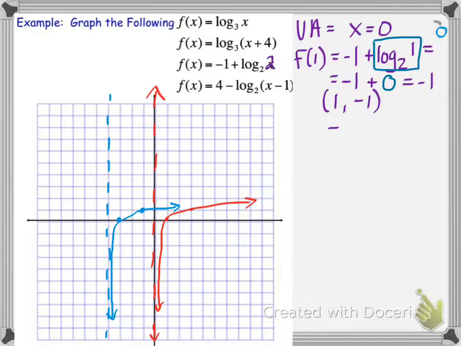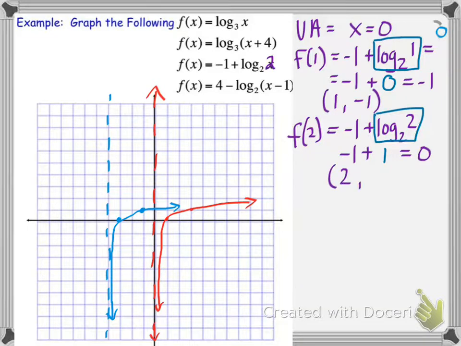The next point I'm going to look for is when is the inside the base. In this case, that's 2. So for this particular problem, I just simply plug in 2. And f of 2, I get negative 1 plus log base 2 of 2. I know log base 2 of 2 is 1. Calculating this out, I get 0. So my second point is 2, 0. So I have my 2 key points and my asymptote. I'll sketch in my curve, adding the 2 points and the asymptote and drawing in that arc.